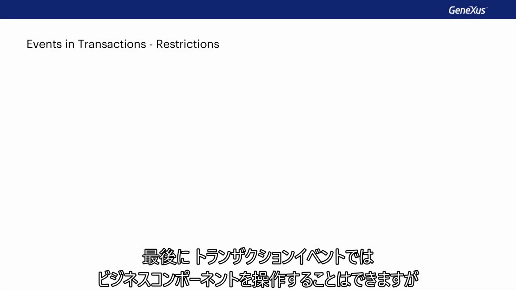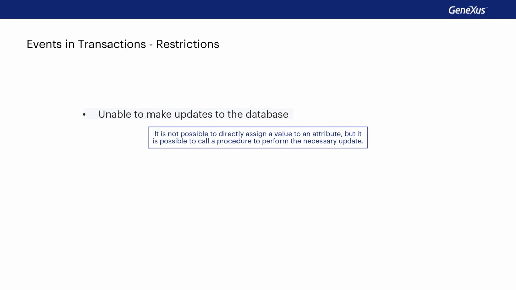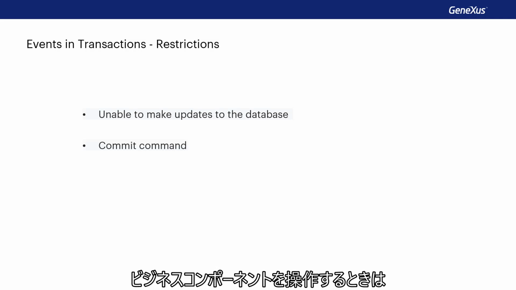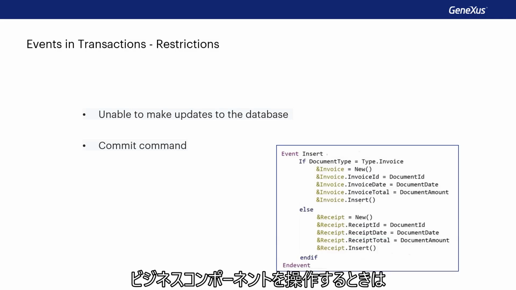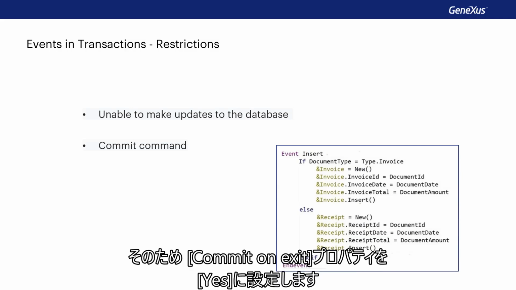Finally, it's worth mentioning that in transaction events, it's not possible to make updates to the database directly, although it is possible to work with business components. When we work with business components, as in the case of events associated with dynamic transactions, we don't declare the commit command because we're in the context of a transaction, and therefore the commit on exit property is set to true.